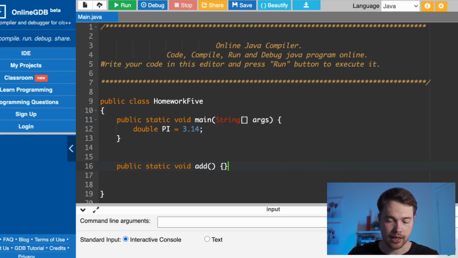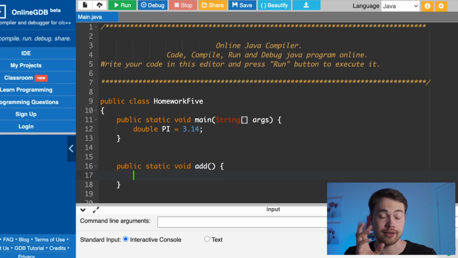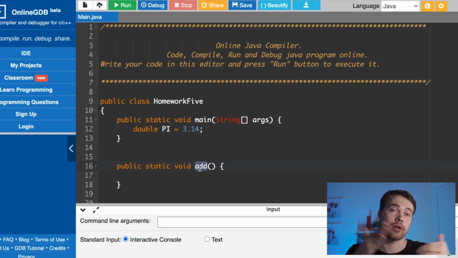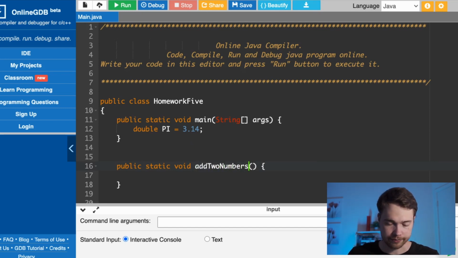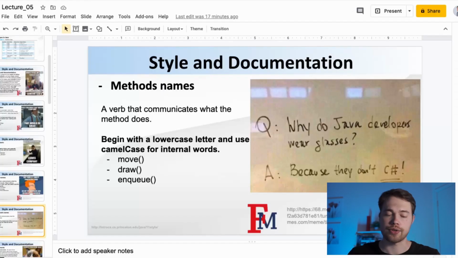Okay, so that's an example of a method which does nothing. But still, it's called add, right? So why is it called add? Because that's a perfect name, because it's a verb and it represents what it does. It probably adds, I don't know. I can also say add two numbers, or I can say add two ints, which means add two integers.